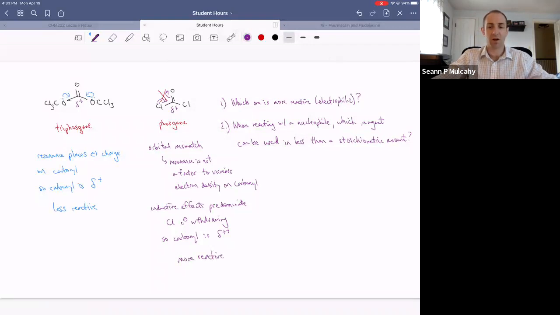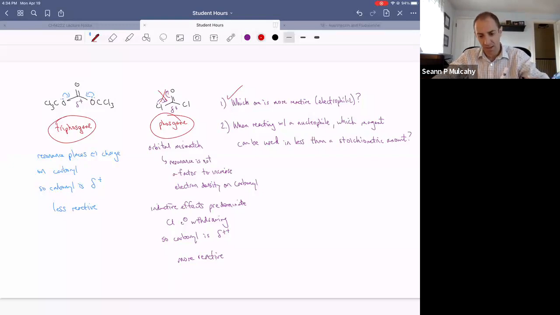So this is kind of a logic problem. If this is the case, then what is the consequence? We've established the first question: which one is more electrophilic, more reactive? The phosgene is more reactive. Now, when reacting with a nucleophile, which reagent can be used in less than a stoichiometric amount? Which one of these, triphosgene or phosgene, do you not need a full 1-to-1 ratio with the nucleophile?